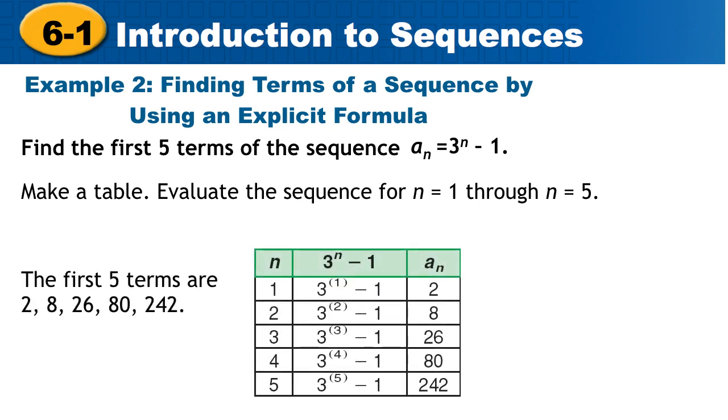So a sub 1 is 3 to the power of 1 minus 1, which is 2. A sub 2, 3 squared minus 1, which is 8. A sub 3, 3 cubed minus 1, which is 26. A sub 4, 3 to the 4th power minus 1, which is 80. And the last term, fifth term, 3 raised to the power 5 minus 1, which is 242. Actually, it seems easier than the previous formula. It is just evaluating functions.